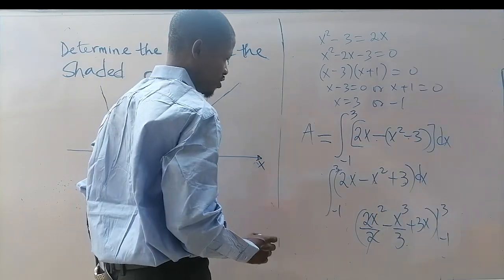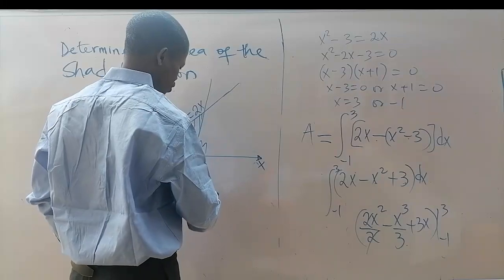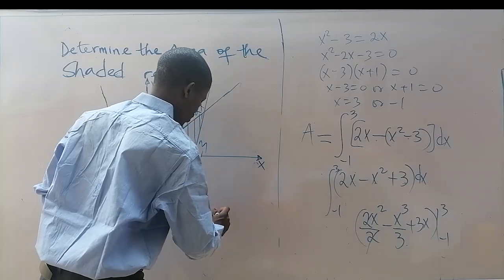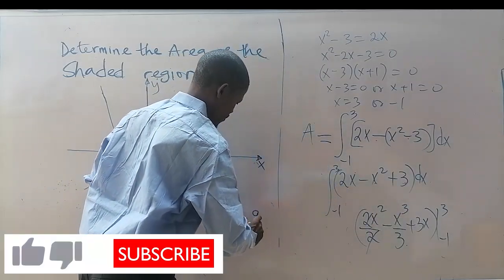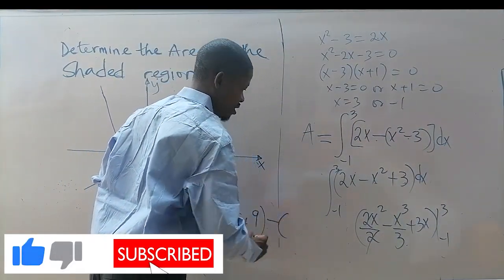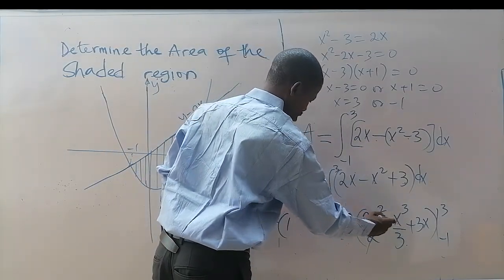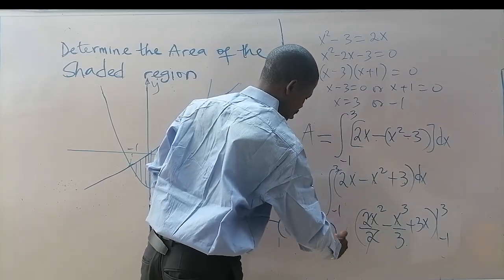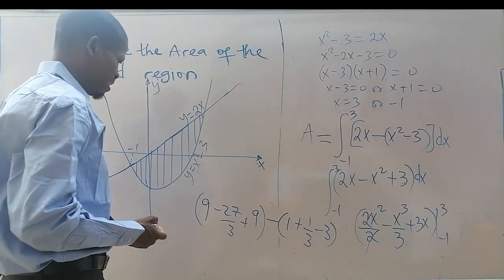These two we cancel. We can substitute the upper limit, the upper boundary. That will be equal to 3 squared, that's 9, minus 3 cubed, that's 27 over 3, then plus 3 times 3, that's 9. So that's the upper boundary. Then minus the lower boundary: that's minus 1. Minus 1 squared is 1, and this one gives plus 1 over 3, and then minus 3 for the lower limit.